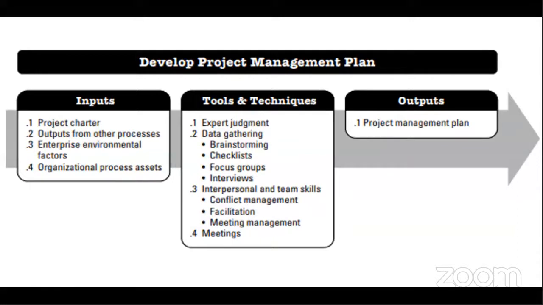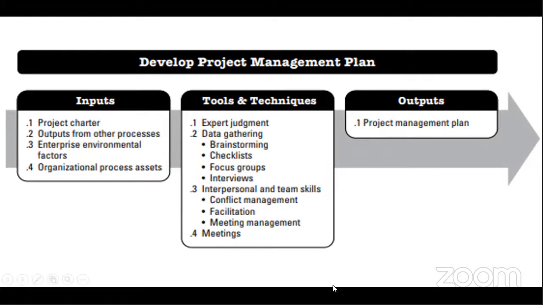Now on the inputs, we have the project charter, and we have outputs from other processes. Like I said, the other knowledge areas have their own processes. So you have communication processes, risk management processes, quality management processes, human resource management processes, and schedule management processes. We are going to integrate all of those into the project management plan, to have a well-detailed document that will guide us in implementing and executing the project.